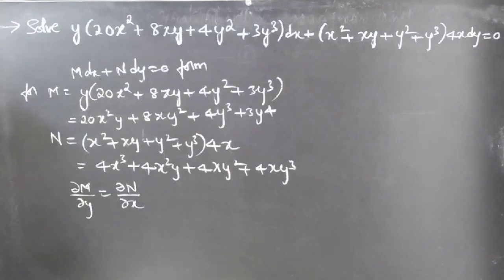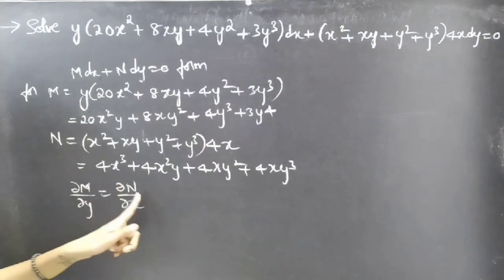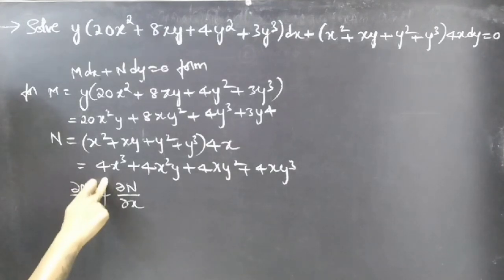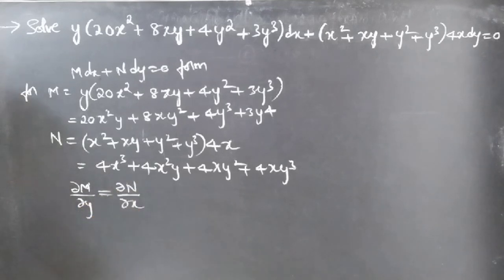So now let's find the partial derivative of M with respect to y and the partial derivative of N with respect to x. If it is not equal, then the given equation is not exact. Okay, fine. Now coming to the partial derivatives.